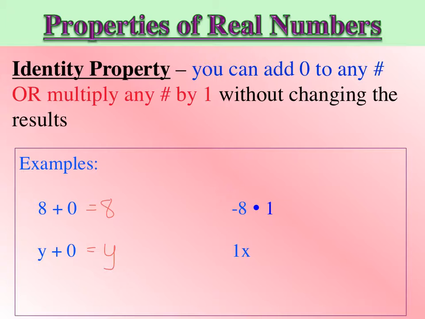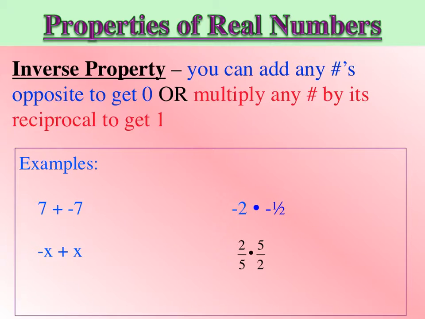Notice that you're starting and ending with the same results. For multiplication, negative 8 times 1 is negative 8, and then 1 times x would just be x, or 1x. So again, you can clearly see you always start and end with those same results for identity without changing something.